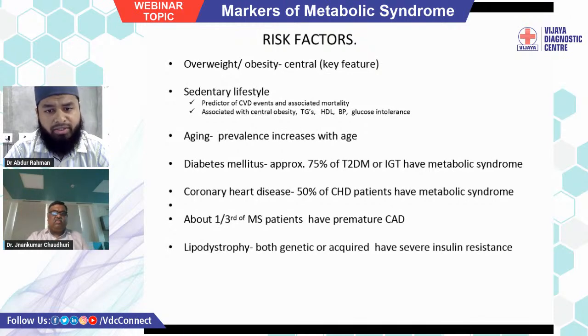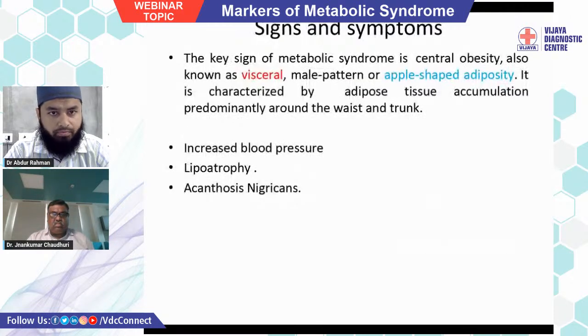About 1/3 of MS patients have premature coronary artery disease, and lipodystrophy is one of the causes, both genetic or acquired, due to severe insulin resistance. Genetic lipodystrophy is a different cause that can also lead to metabolic syndrome, whereas patients taking insulin daily can also have lipodystrophy that can cause insulin resistance. And ultimately, insulin resistance means diabetes and more advancement of the metabolic syndrome.